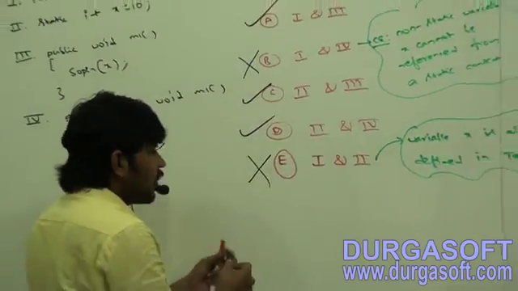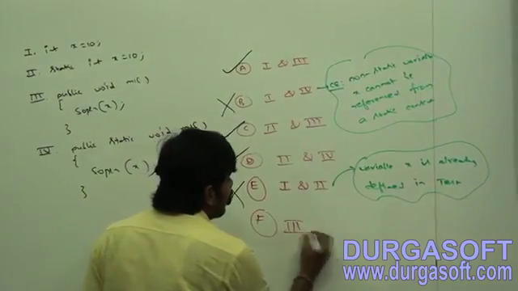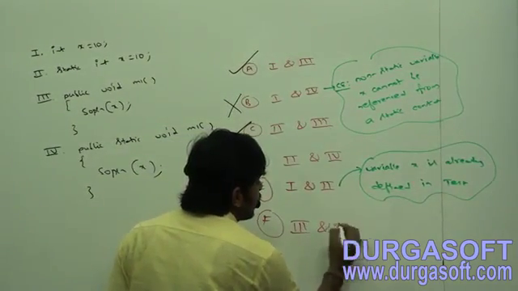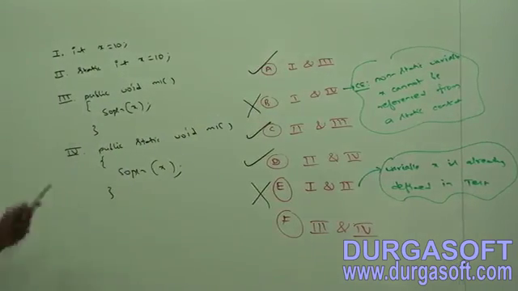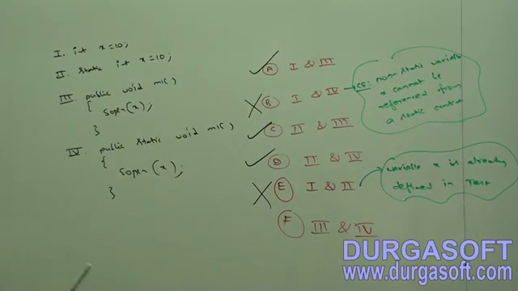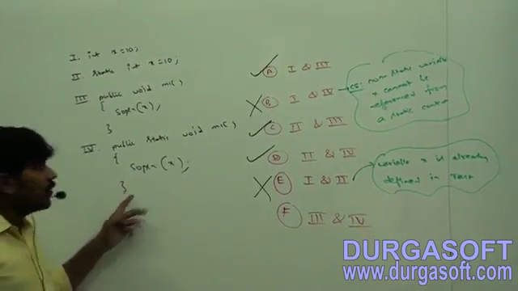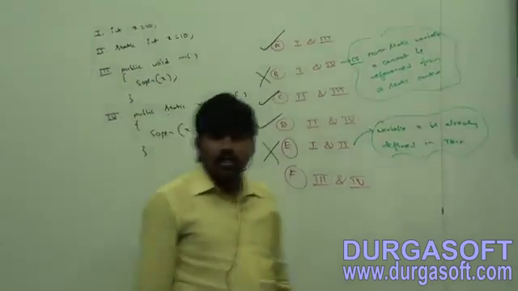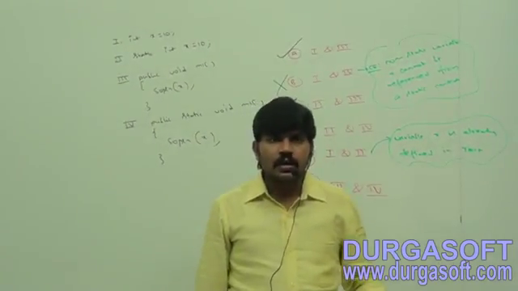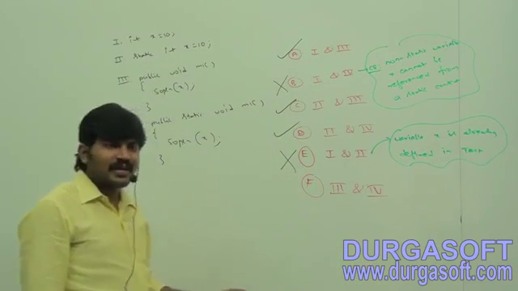Okay, last option I am taking. So 3rd and 4th, can I take simultaneously? Is it possible or not? One is the instance method, the other one is the static method. Possible or not?